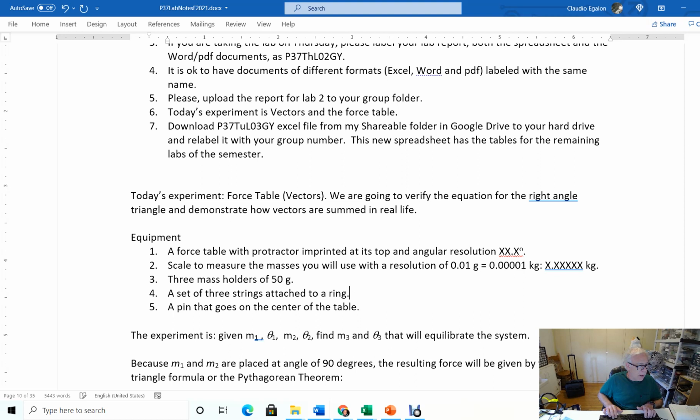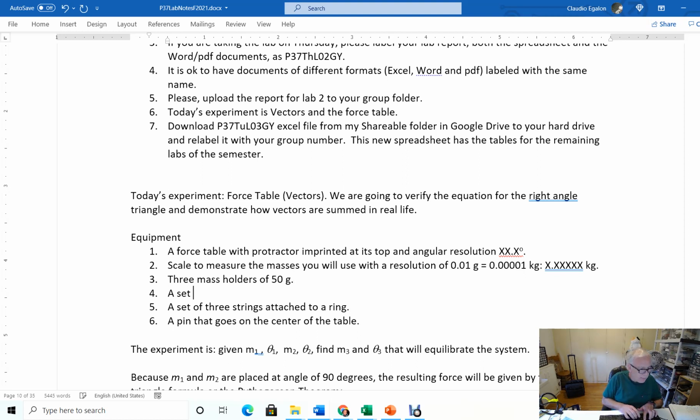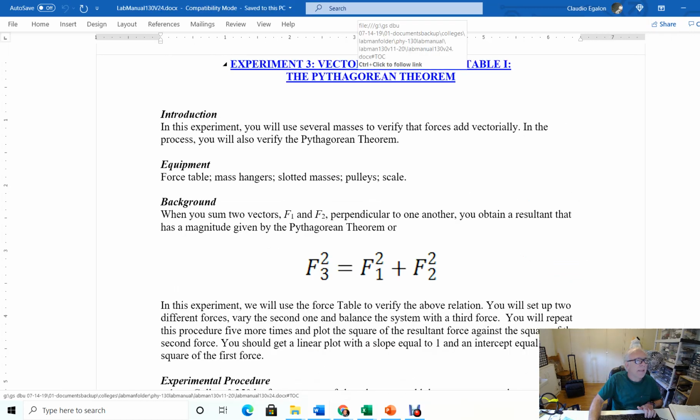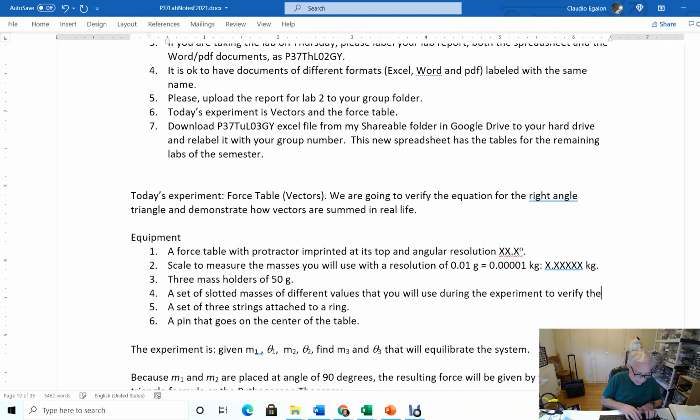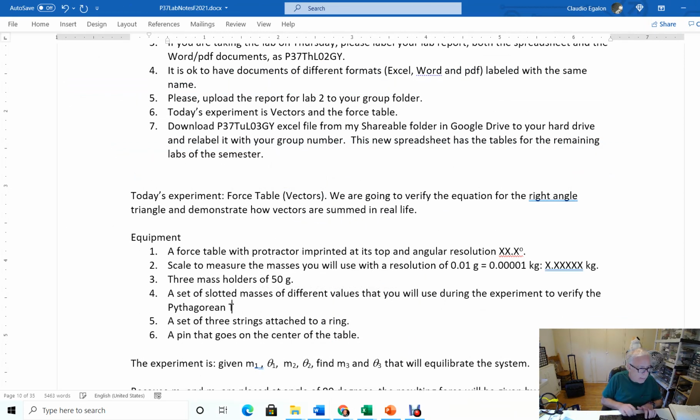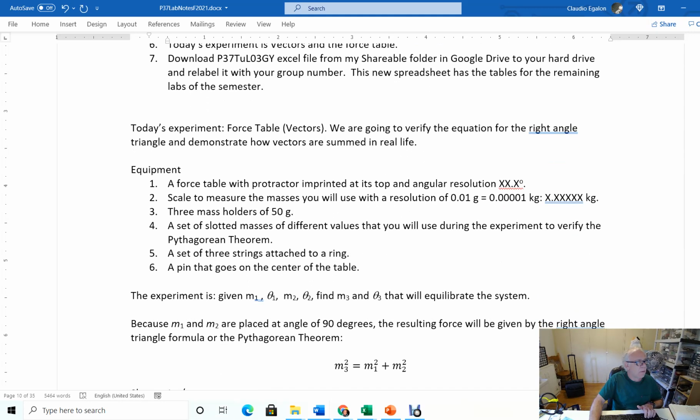Oh, and what else? We have not just the mass holders, but we also have a set of slotted masses of different values that you will use during the experiment to verify the right angle theorem, the Pythagorean theorem. So those are the things that you have, okay?